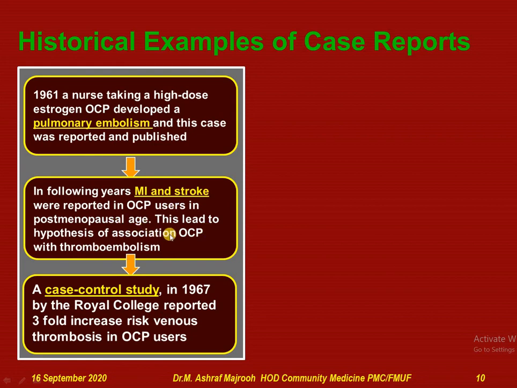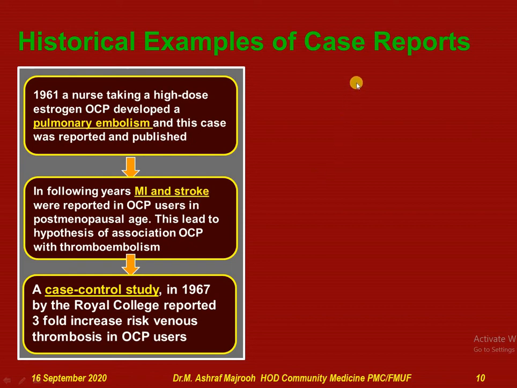This led to the hypothesis of an association between oral contraceptives and thromboembolism. Ultimately, this led to testing the hypothesis through a case control study in 1967 by the Royal College, which reported a threefold increase in venous thrombosis through analytic studies. After that, low dose estrogen and low dose contraceptive pills were started to avoid thromboembolism.